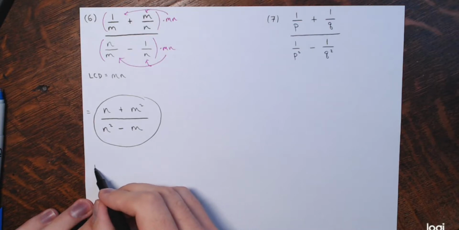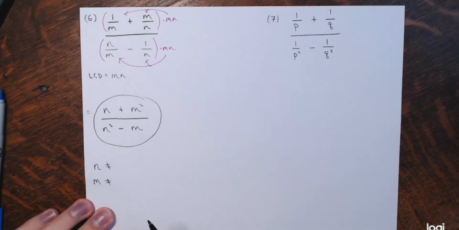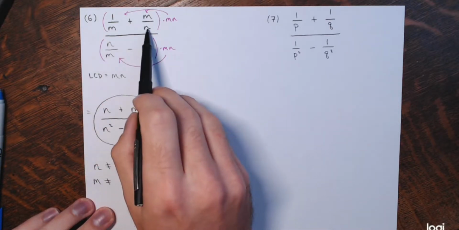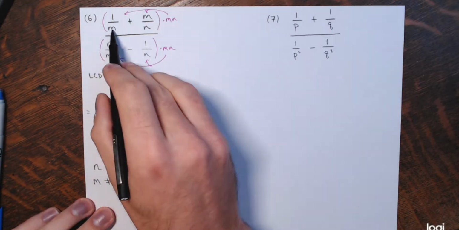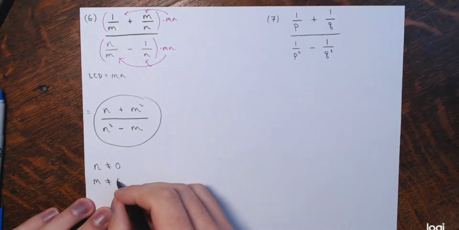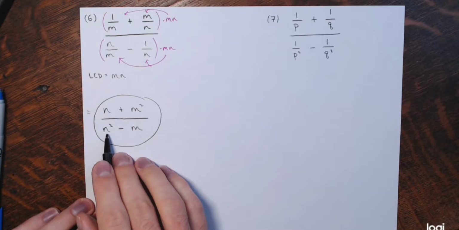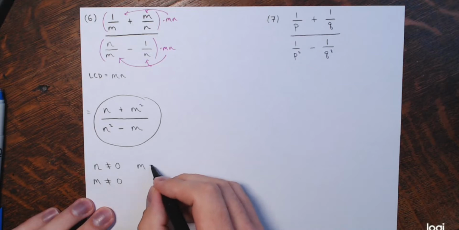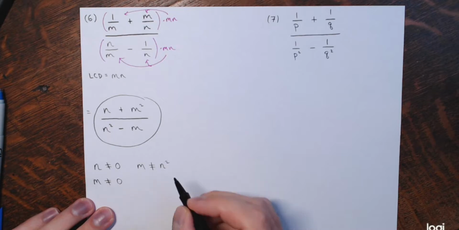Then again, I like to state some values that the variables cannot take. And anytime there's a denominator of 0, that's bad, right? You can't divide by 0, that's undefined. So back in the original expression, I'm seeing denominators of n, meaning that n can't be 0. I'm also seeing denominators of just m, so m can't be 0 either. And then at the very end, I'm seeing a denominator of n squared minus m. So m, whatever value you choose for m, can't be your n squared, right?